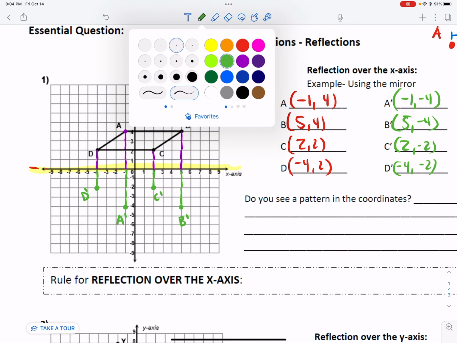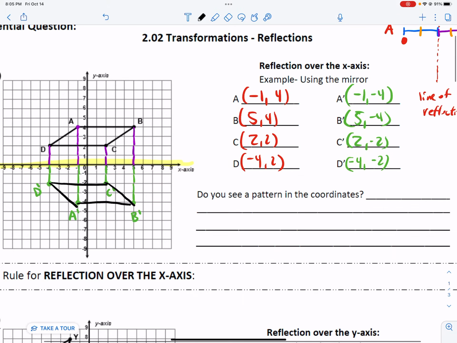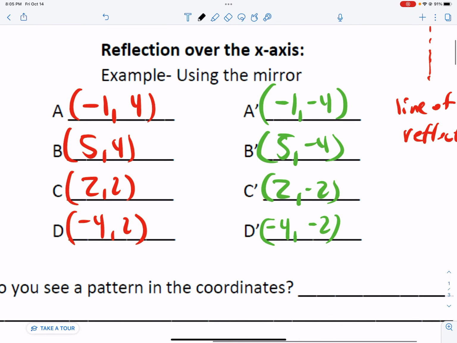And then now let's go ahead and connect our picture and see that the shape has not changed in size. It stayed the same shape and the same size. It just got reflected. All right, do you see a pattern in the coordinates? Go ahead and take a look at these coordinates and tell me if you see a pattern. Take your time, try it.